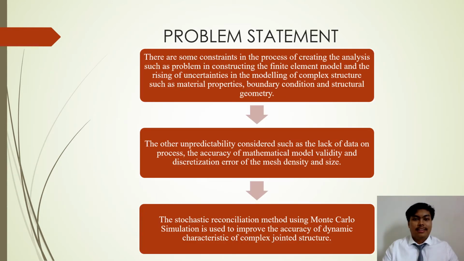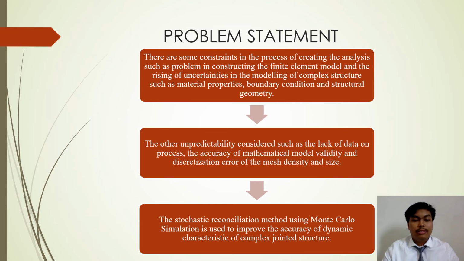Problem statement. There are some constraints in the process of creating the analysis, such as the problem in constructing the finite element model, and the rising of uncertainties in the modeling of complex structures, such as material properties, boundary condition, and structural geometry. There are unpredictabilities considered, such as the lack of data, the accuracy of mathematical model validity, and discretization error of the mesh density and size.